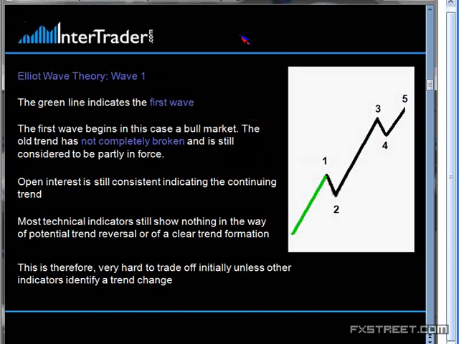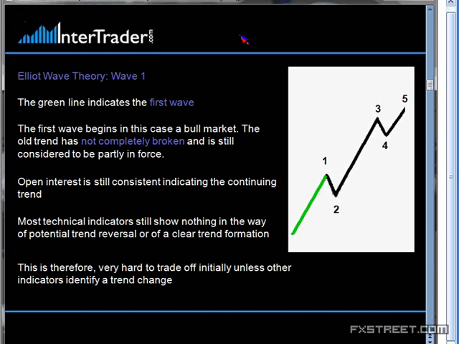So the first theory, wave one. The green line indicates the first wave. The wave has begun, and in this case, we're in a bull market. The old trend is not completely broken, and it is still considered to be partly in force. Open interest is still consistent, indicating the continuing trend that the market should move upwards. Most technical indicators still show nothing in the way of potential trend reversal or a clear trend formation.